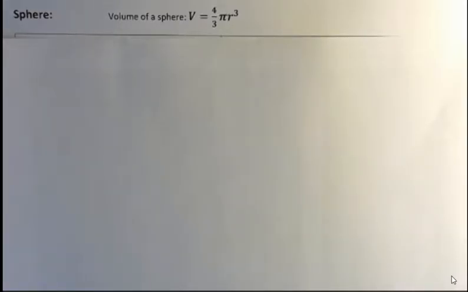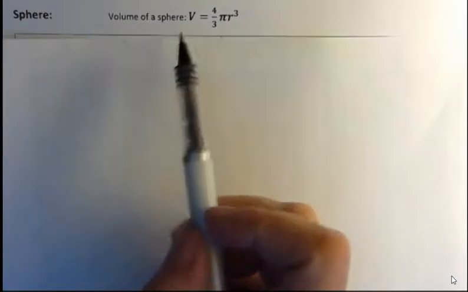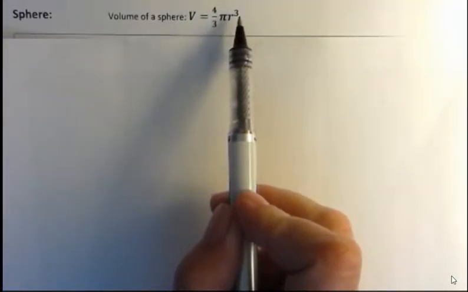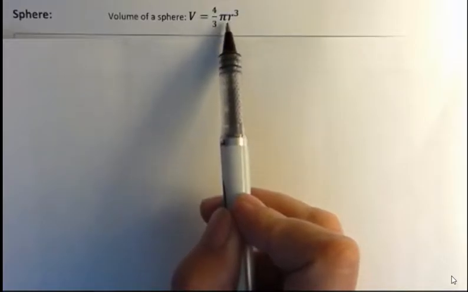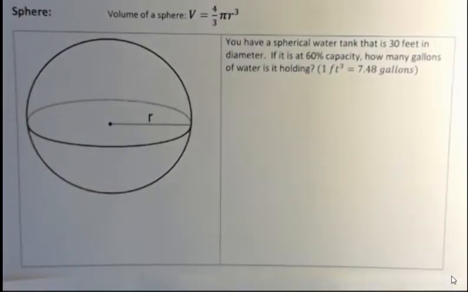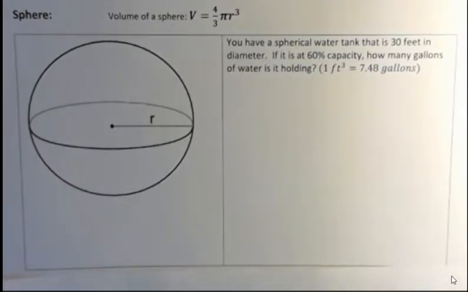This video is for spheres. The sphere has a formula for volume that is 4/3 pi r cubed. We're talking about three-dimensional space, so we have radius to the third power rather than the second power. And the sphere problems that I have here are a little more challenging than just plugging in. So let's see what we have here.